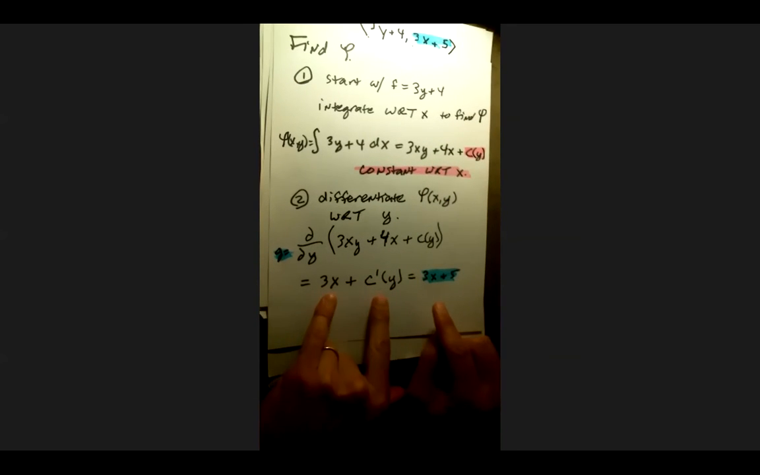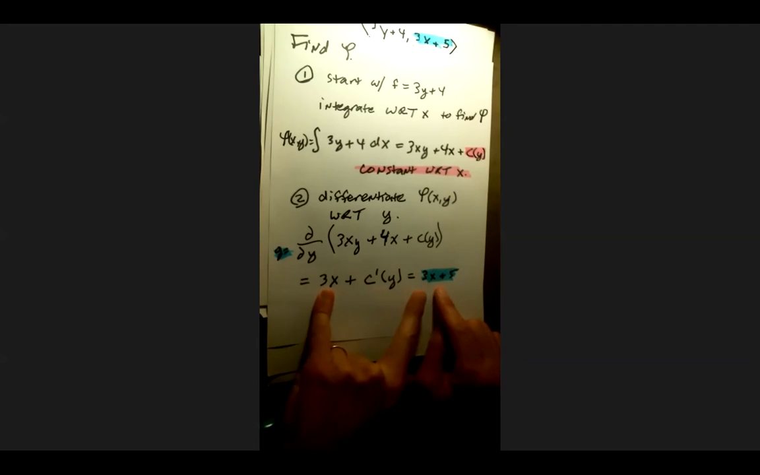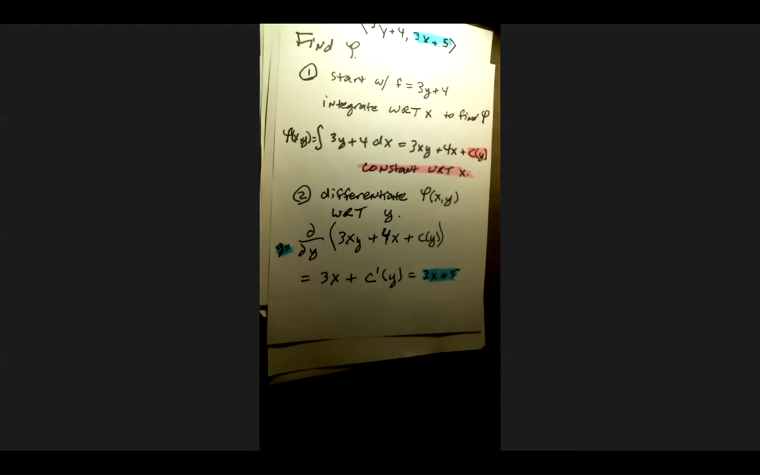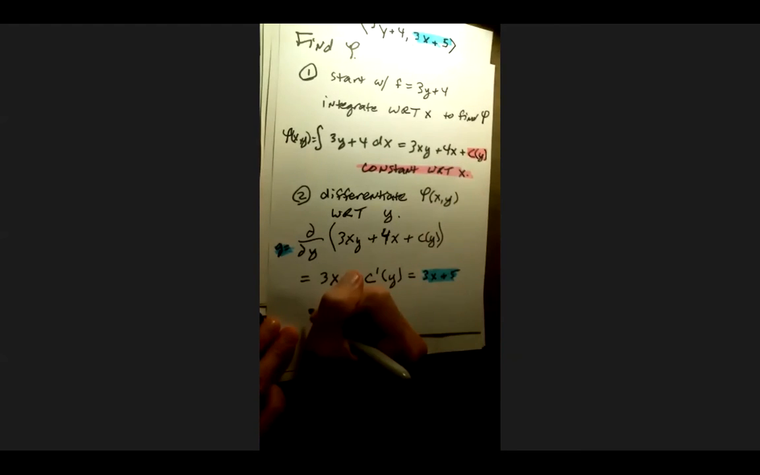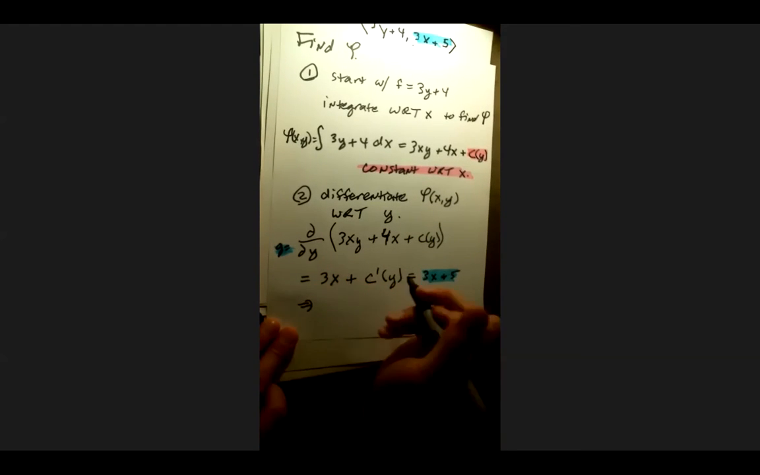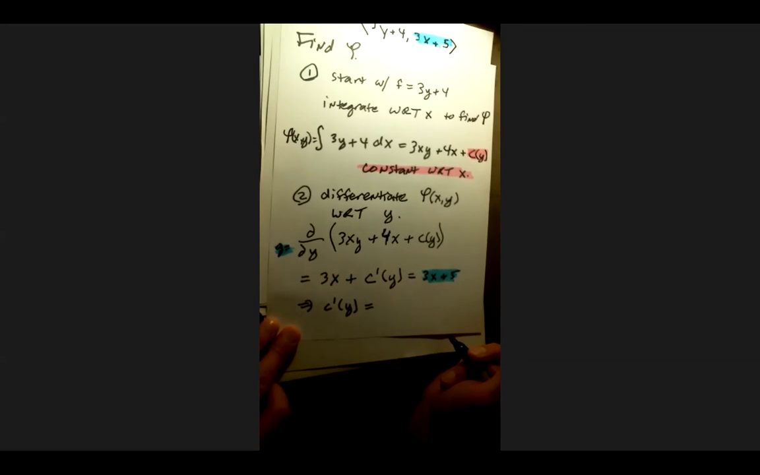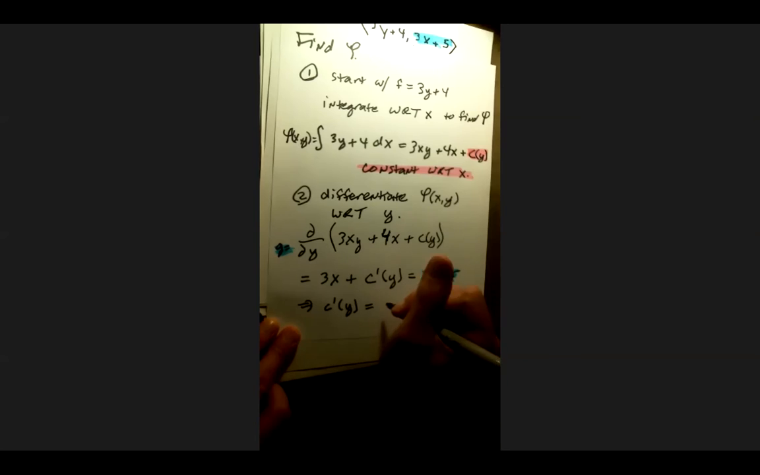So here's the partial derivative we just found. We set it equal to our g that we were given. And so this tells us that c prime of y is equal to what? 5. To 5.